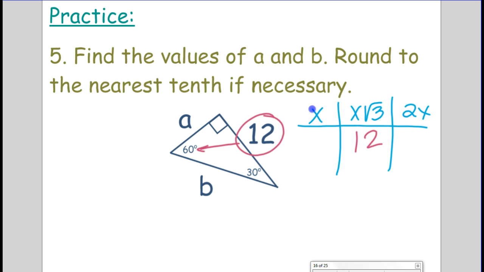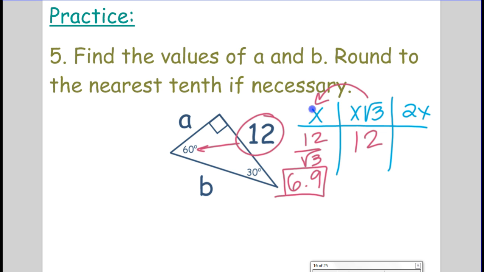What did we do on the warm-up today when our hypotenuse didn't have a root 2 and we needed it to? We divided to extract a root 2 out of it. So to get from here to here, we're going to do the opposite of multiplying by root 3. We're going to divide by root 3. I'm going to let you go to your calculator on this one. So go to your calculator and do 12 divided by root 3. 6.9.